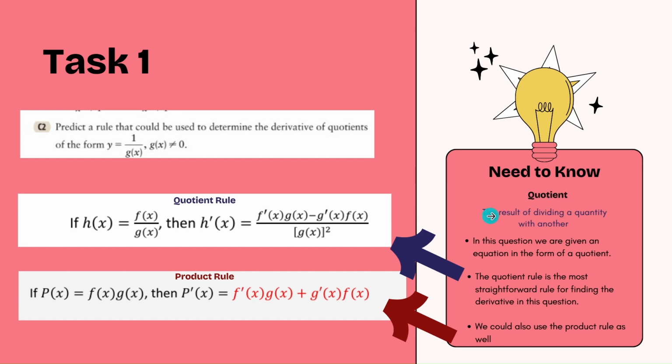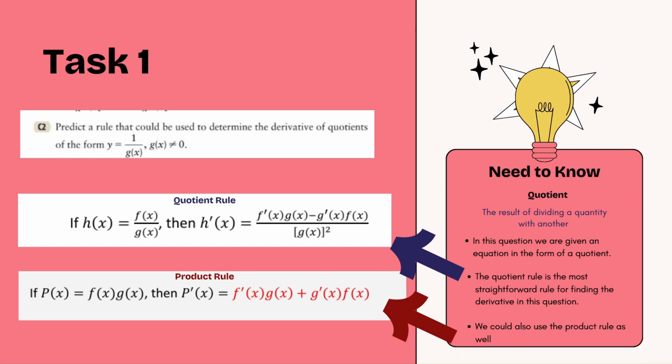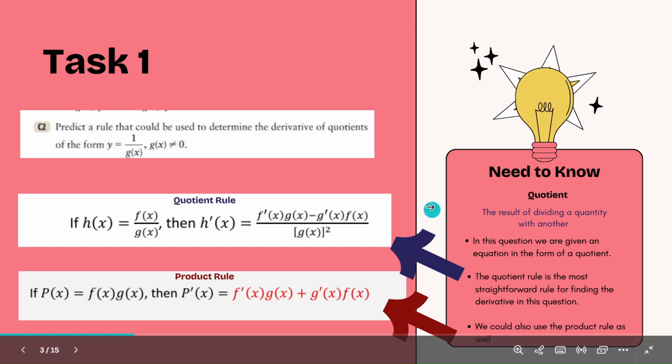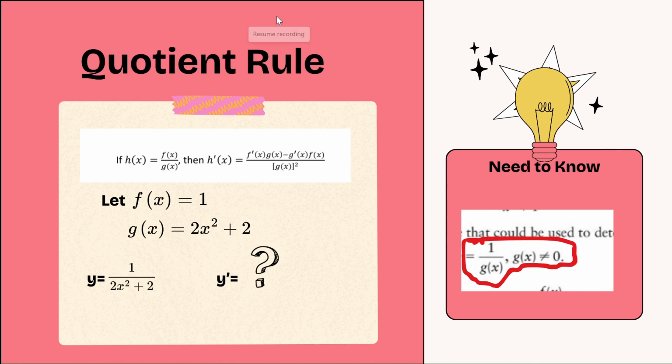We need to know what a quotient is, and a quotient is the result of dividing a quantity by another. In this question, we are given an equation in the form of a quotient, and so the quotient rule is the most straightforward rule for finding the derivative. We could also use the product rule, and in this lesson, I'll show how to use both of them. Take a look at both rules and try to understand them. Pause if you need to. Now let's get to work.